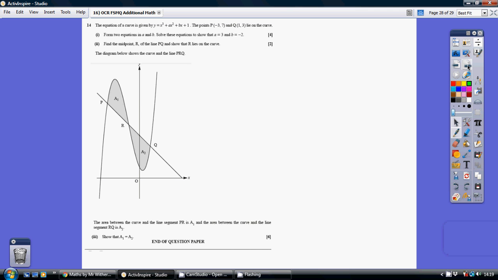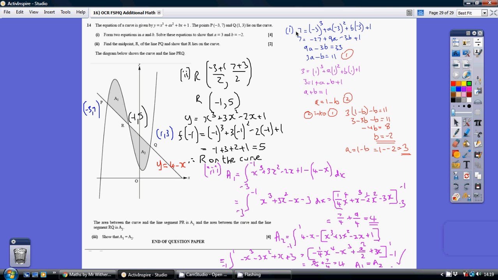Question 14. So for part 1, we need to find two equations in terms of a and b. Well, we know these two points are on the line, so we substitute in x being minus 3 and y being 7, and then secondly x being 1 and y being 3, to give us our two equations in terms of a and b. So that's what I've done up here, equation 1 and equation 2. And then we've obviously got a simultaneous equation we can solve.